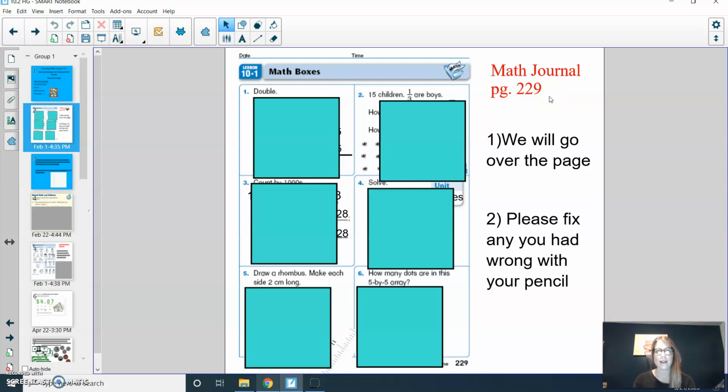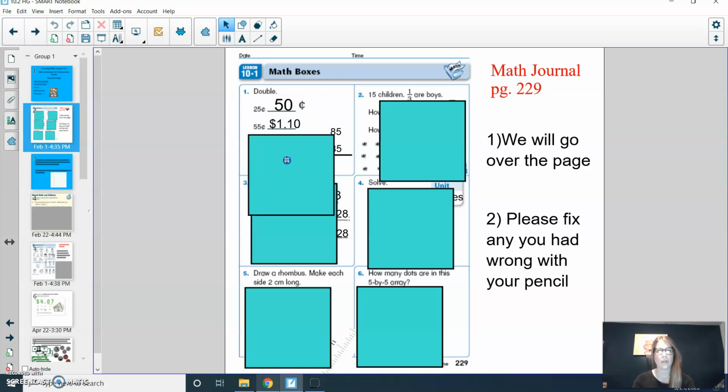So hopefully you already had a chance to complete this page. If you do notice that you have anything wrong or need to fix any mistakes, please feel free to use your pencil and eraser to fix those things. So for problem number 1, we needed to double 25 to get 50, double 55 to get $1.10, double 65 to get $1.30, and double 85 to get $1.70.